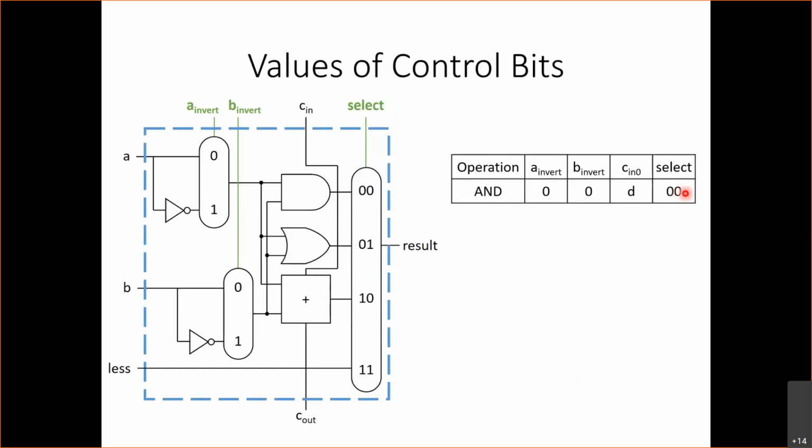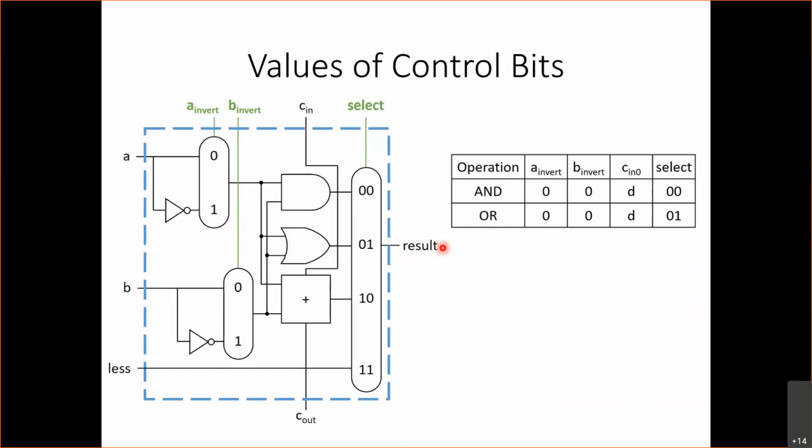What if I wanted to perform an OR operation? What's A invert going to be for OR? 0. What's B invert going to be? 0. And what's the select going to be? 0, 1. Exactly. So my control signal for the OR operation is 0, 0, don't care for CarryIn, and 0, 1. A 0, 1 will select this OR gate, and I don't want to invert the inputs, so I put 0 here to pass A to the OR gate, 0 here to pass B to the OR gate, and then I select the result of the OR gate.